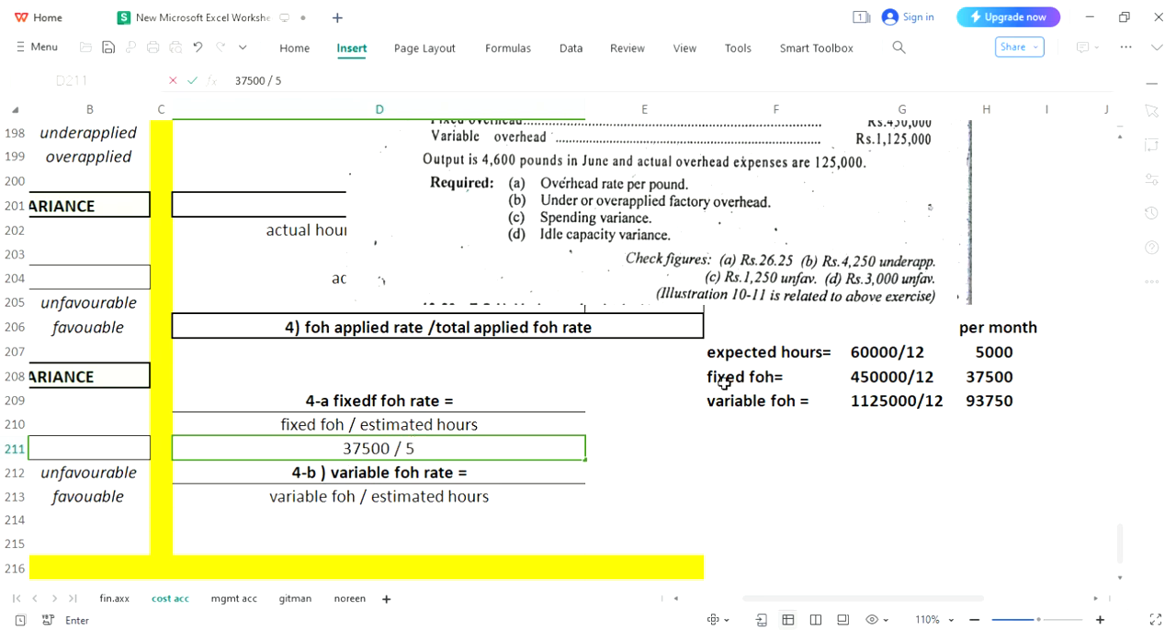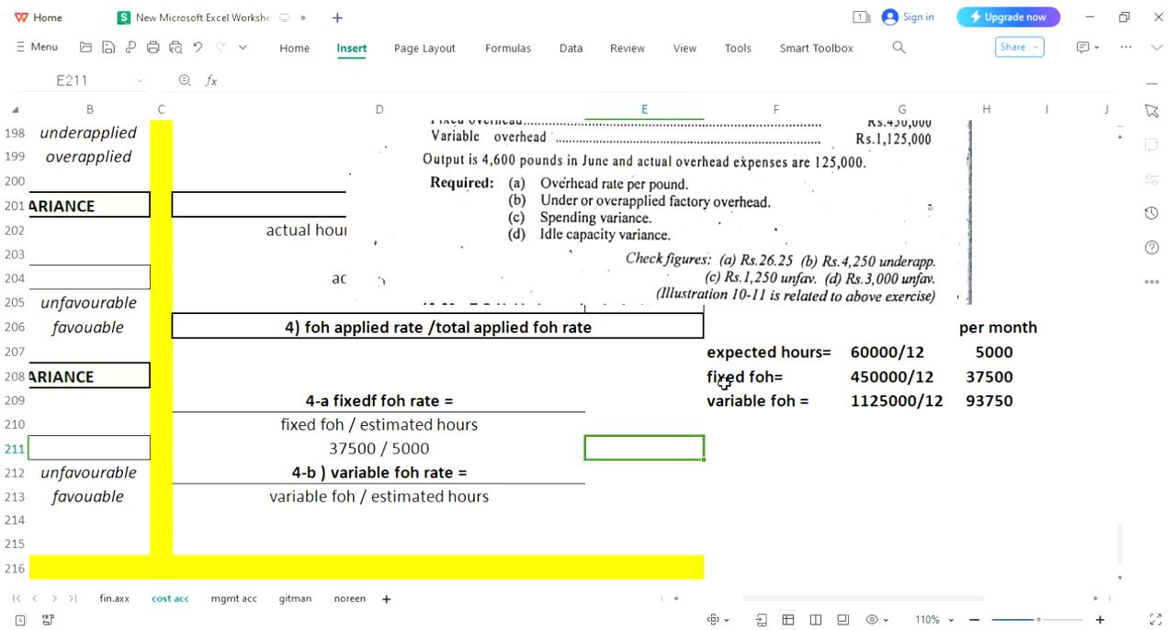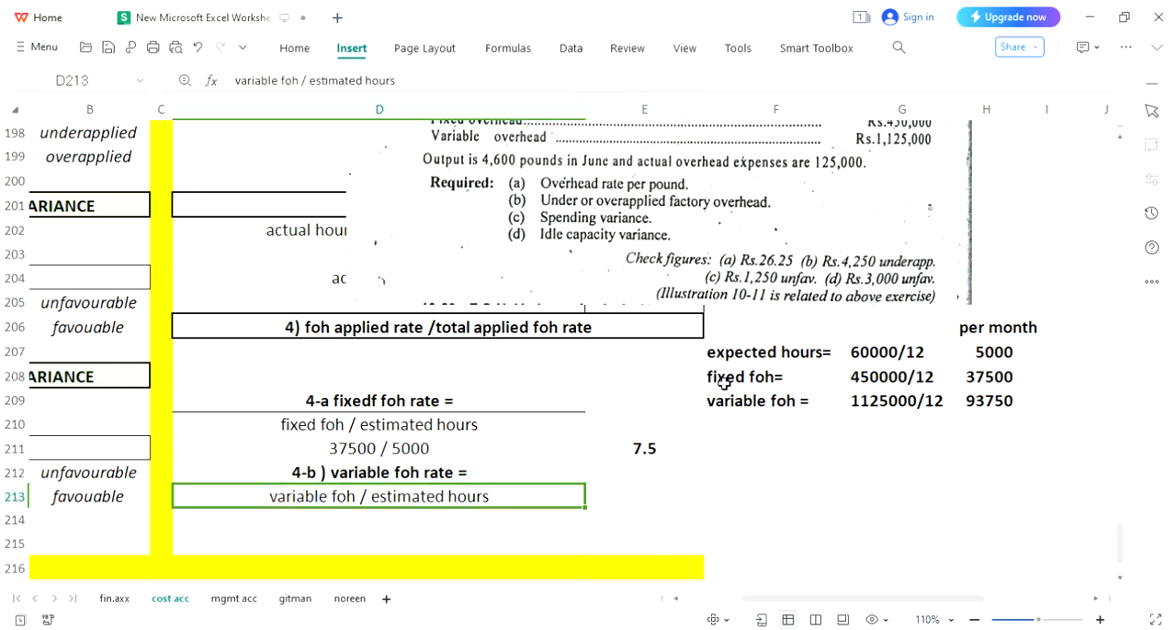You are going to divide 37,500 by the estimated hours, and estimated hours are also changed from 60,000 to 5,000. 60,000 was for the full year. We have divided it by 12 to get hours per month. In this way, your fixed FH rate would be calculated by dividing 37,500 by 5,000. So fixed FH rate is calculated. It's time to calculate your variable FH rate. How do you calculate it? Variable FH, you have seen over here, we had 11,25,000 per annum. You have changed it to per month. Now you have 93,750. So it is your variable FH per month.